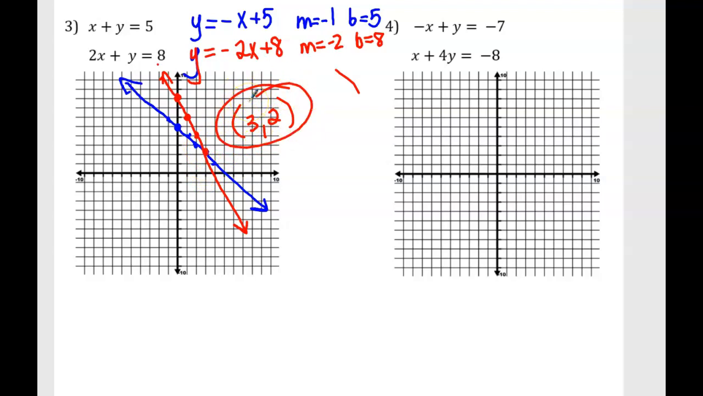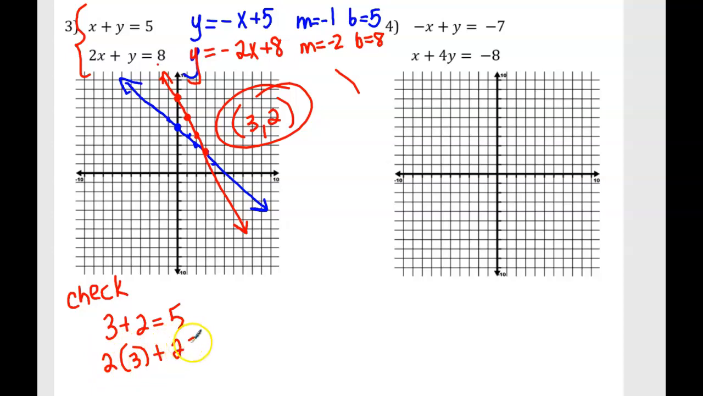Okay. Again, we're going to do our check step. We're going to plug the values in, and again, we plug them into the two equations. x plus y equals 5. So 3 plus 2, does that equal 5? Yep. And then we've got 2 times our x, which is 2 times 3 plus 2. Does that equal 8? In that case, that would be 6 plus 2, and yes, that does equal 8. So our check step worked.